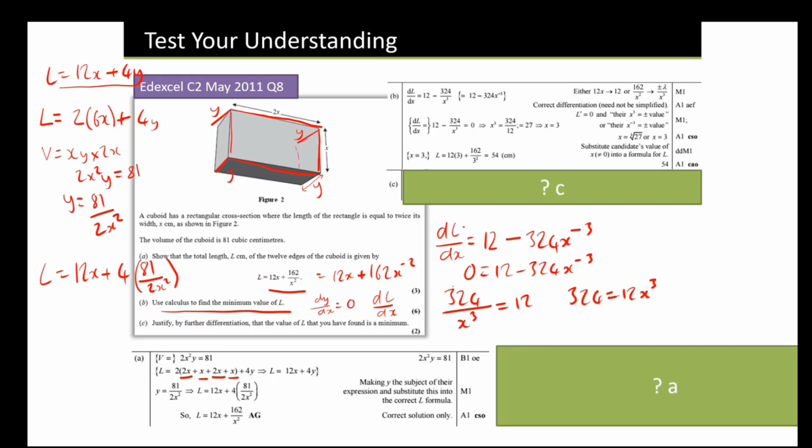Can we remember what Ms. Anto taught you? Differentiate again, which is called a second derivative. Thank you, Maggie. You are correct. So differentiate your dL/dx. So your notation will be d squared L over dx squared. Minus 3 times 324 is going to change it to a plus 972 x to the minus 4.